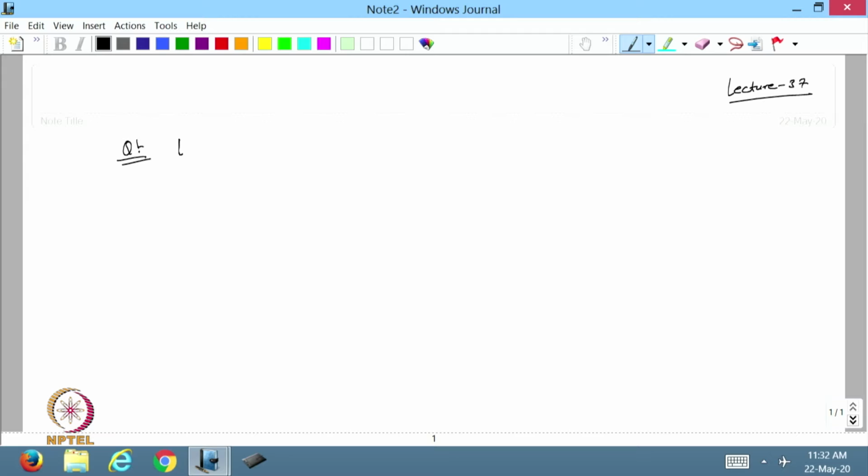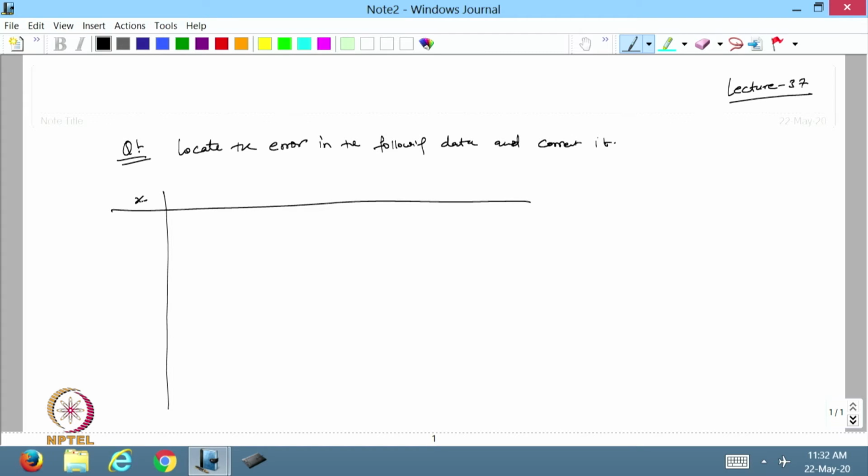So, I want to locate the error in the following data and correct it. So, that is the question. The values given to me are x and y. So, x is -1, 0, 1, 2, 3, 4, 5, 6, 7, 8.